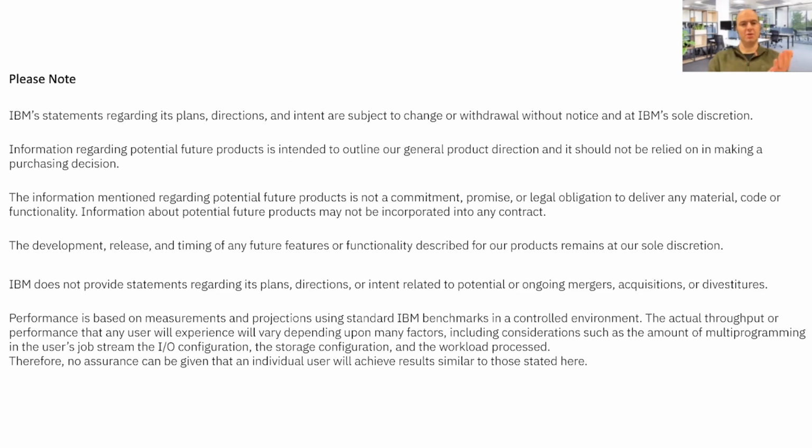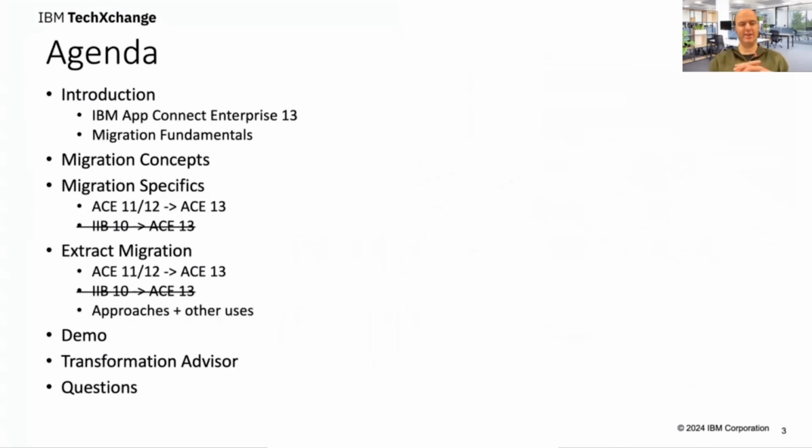So what are we going to talk about today? We're going to take a bit of an introduction. We're going to do a bit of a recap of ACE 13, because I'm sure it's still new to lots of different people. We're going to talk about some migration fundamentals, and then we're going to start diving into real migration and migrating to App Connect Enterprise version 13. We're going to look at some concepts, then some specifics, and then something called extract migration. At the end, we hope to do a demo before finishing up with some questions.